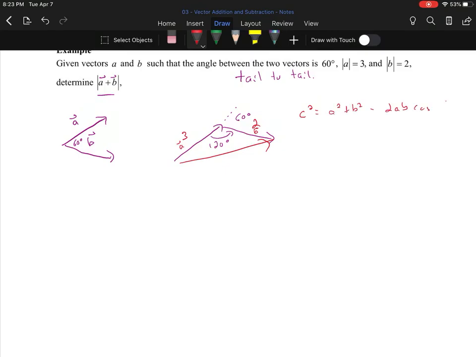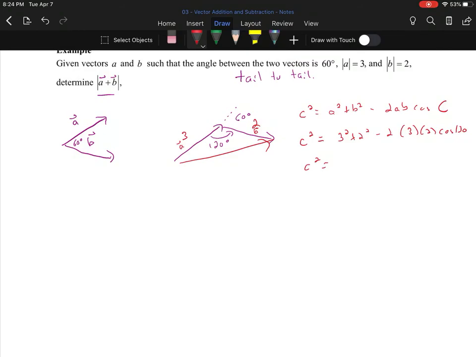We need a little Pythagorean, or not Pythagorean theorem, a little cosine law here. So C squared equals A squared plus B squared minus 2AB cos of the angle between those two vectors. And this time, between the two vectors is between the two vectors when they're added together, tip to tail. So that changes the angle to the supplementary angle there. So I got to do 3 squared plus 2 squared minus 2 times 3 times 2 times cos of the 120 now.